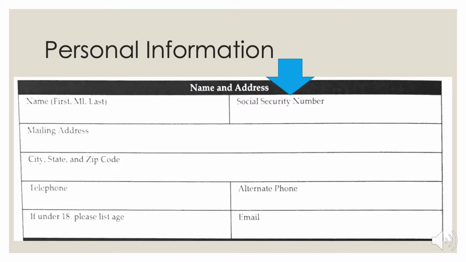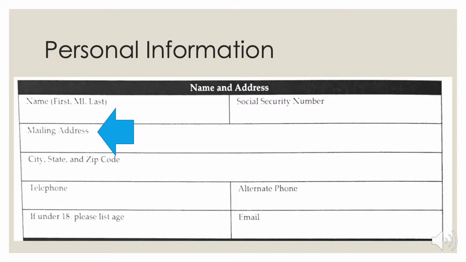Your social security number is very important and is something that you should keep private. When you write your social security number, you write 3 numbers, a dash, 2 numbers, a dash, and then 4 numbers. This next box asks you for your mailing address.